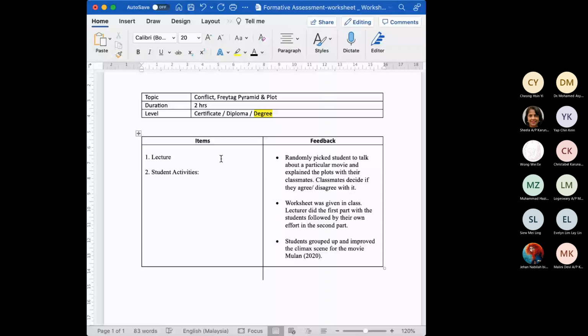So I grouped up the students and I gave them the Mulan movie because this semester the students are quite hyped up on Disney movies. Yeah. So I told them to improve the Mulan, the 2020 Mulan, and they came up with quite an interesting number of different plots and endings for that particular movie.